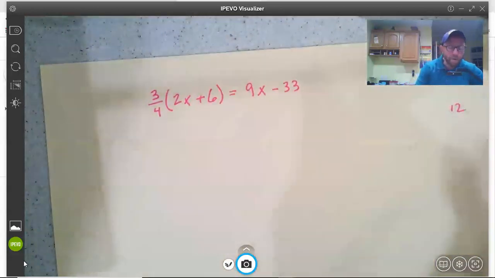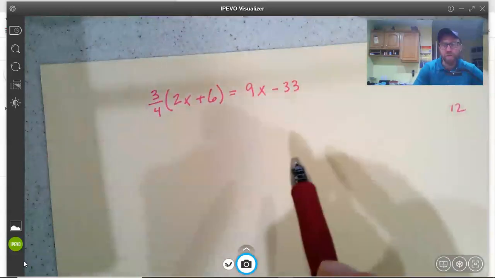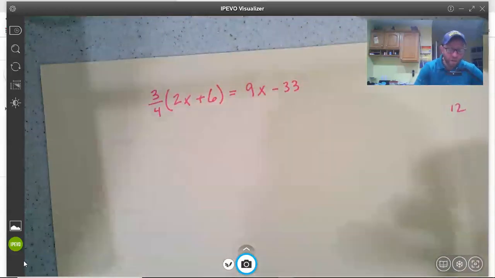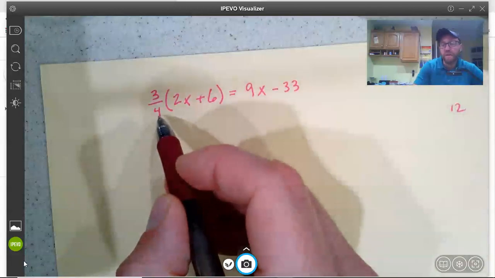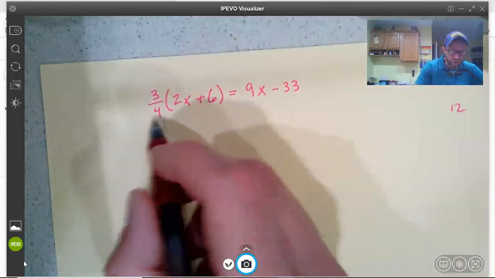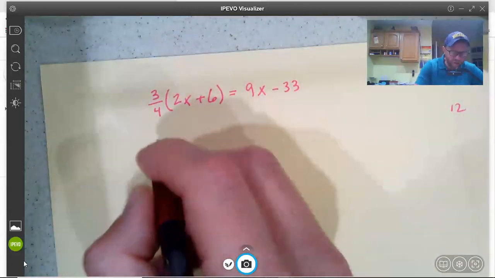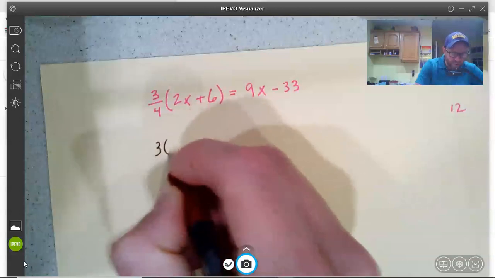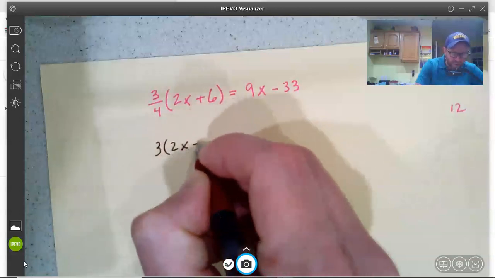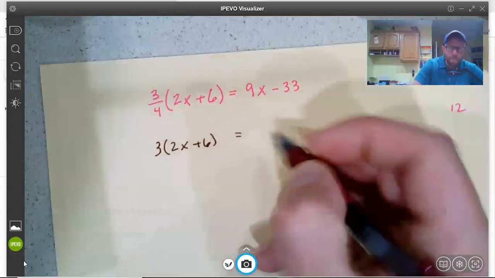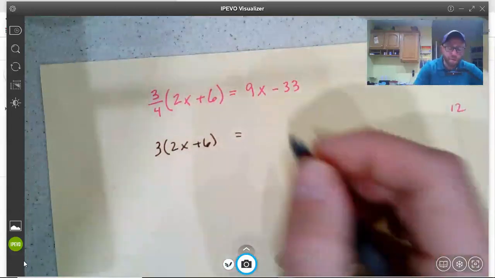All right, what I'm going to do is multiply both sides of the equation by 4. That is going to eliminate the denominator of this fraction. So when I multiply this whole thing by 4, I simply end up with 3 times (2x plus 6) over here. On the other side, I just have to multiply everything by 4.